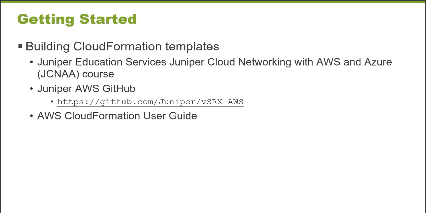A good place to get started is in Juniper Education Services, where we have a Juniper Cloud Networking with AWS and Azure course, and it explains how to use infrastructure as code to deploy resources in both of these cloud environments. Juniper maintains our own AWS section in GitHub with specific examples, free for you to download, of CloudFormation templates that can be used to deploy vSRX instances in the Amazon cloud environment. There's also the AWS CloudFormation User Guide provided by AWS. All of these resources have examples and use cases that allow you to get up and running and start building your own CloudFormation templates that you can use to deploy your resources.